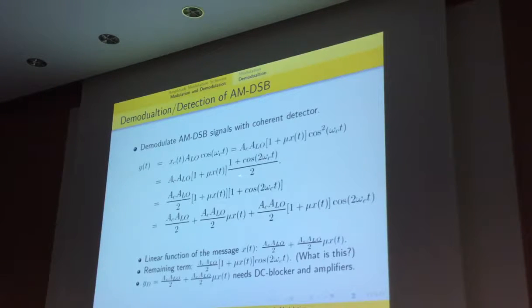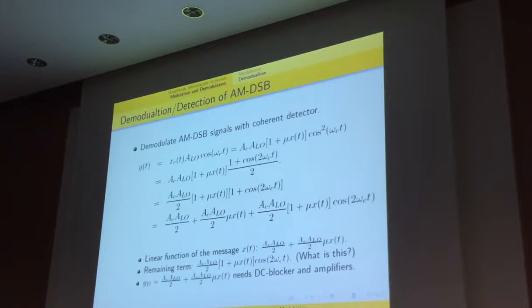So we expand this. You collect these two terms, and we have 1 plus mu x(t) multiplied with 1 plus cosine 2 omega_c t. Further expanding, I have this constant term, I have this mu x(t) times a constant, and also I have this term. Why did I write it like this, and why didn't I expand this one? There's some reason. First, what's this? It's a constant term, and a constant term is the DC component. What's this one?